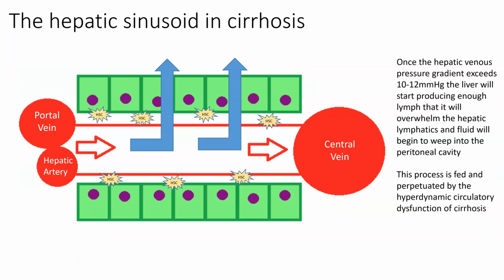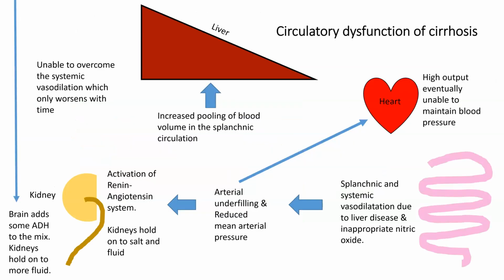So in the hepatic sinusoid, what you'll see is that once the hepatic venous pressure gradient exceeds 10 to 12 millimeters of mercury, the liver will start producing enough lymph that it will overwhelm the hepatic lymphatics and fluid will begin to weep into the peritoneal cavity. And that is ascites. This process is fed and perpetuated by the hyperdynamic circulatory dysfunction of cirrhosis that we just described on the previous slide.